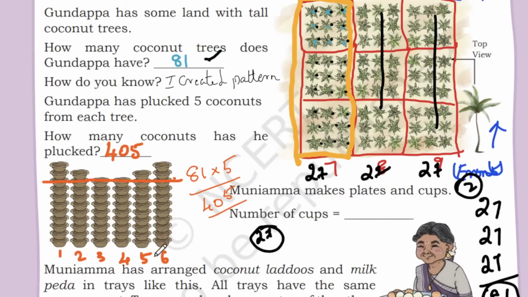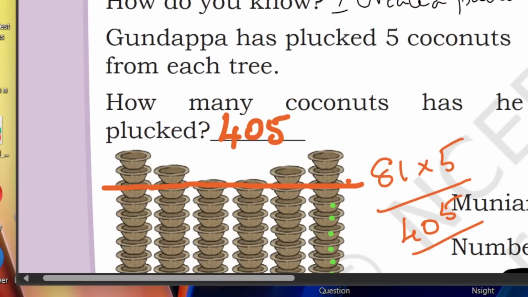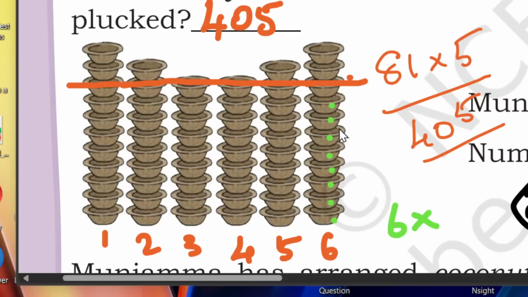So totally we have 6 rows. So 6 into how many cups do we have? 1, 2, 3, 4, 5, 6, 7, 8, and one minute, students. I'll make a little closer view. I'll zoom this so that it will be easy for you to see. I think this will be fine.